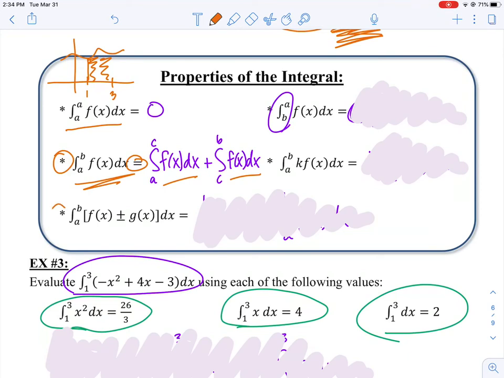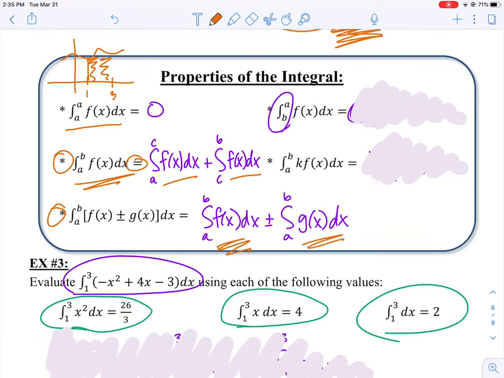Okay? My third property here says that if I have a whole bunch of different functions and I want to find the area from A to B, instead of doing the combined function, what I should be able to do is find the area underneath f of x, integrate it from A to B, find the integral of g of x from A to B, and then add them together. Okay, so the little pieces separately.